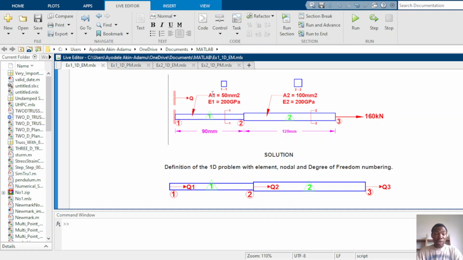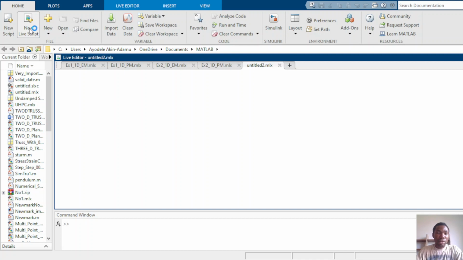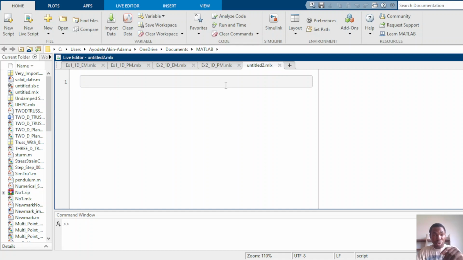To create a new MATLAB live script, you need to go to the Home tab. Under the File panel, you click on New Live Script. If you click on a new live script, a new live script file will be formed where you can write all your MATLAB code, run it, and get a solution. So this is a new live script that MATLAB has opened for us.